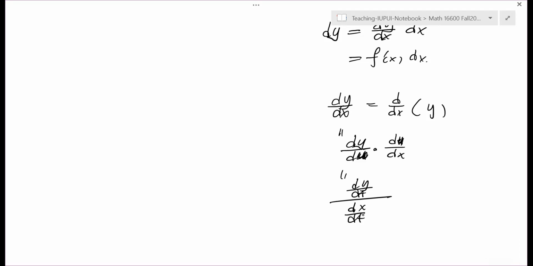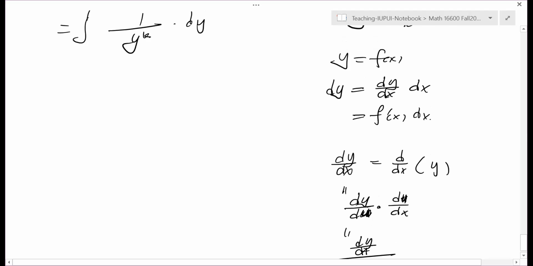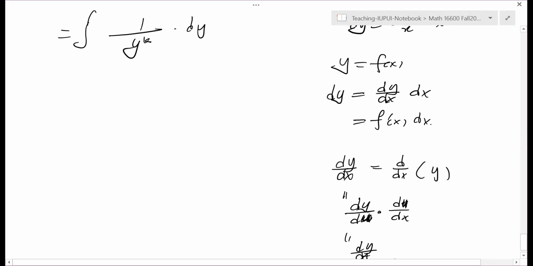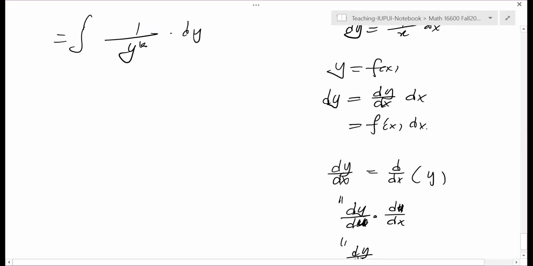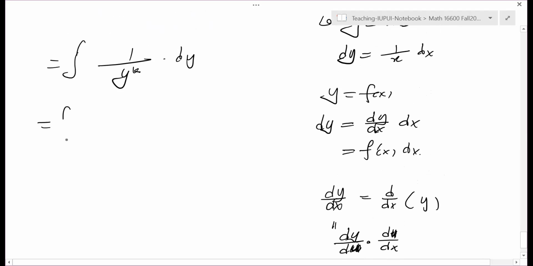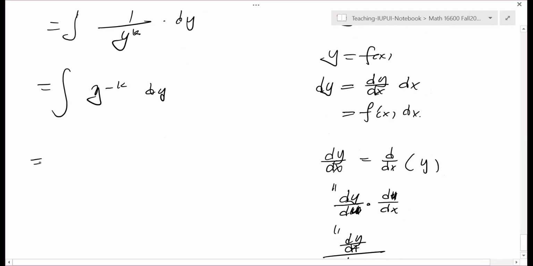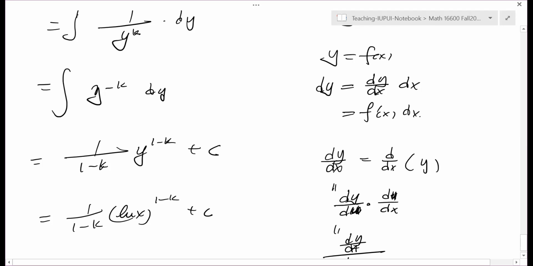All right, so that is about the derivatives and differentials. Then, going back, this is going to be y to the negative k dy, right? And according to our formula, this is going to be 1 over (1 minus k) times y to the 1 minus k, plus a constant. You can write down the antiderivative because k is not equal to 1. That's why you can use this formula. And this is natural log x to the 1 minus k, plus a constant.